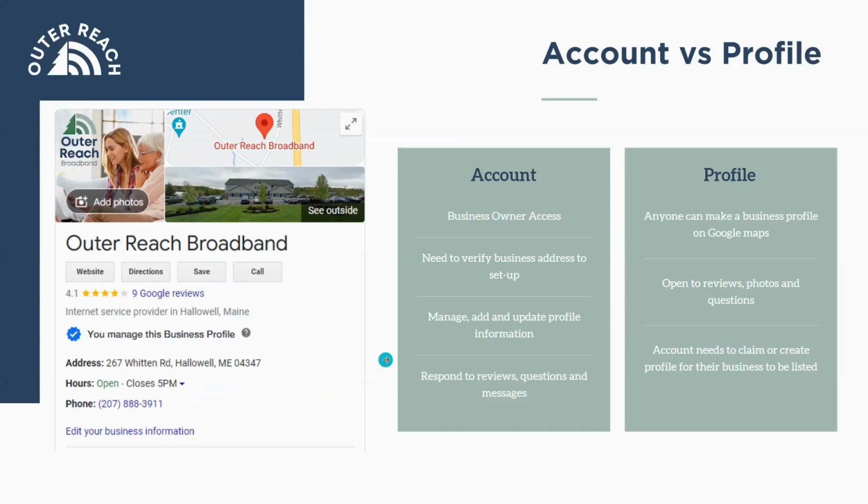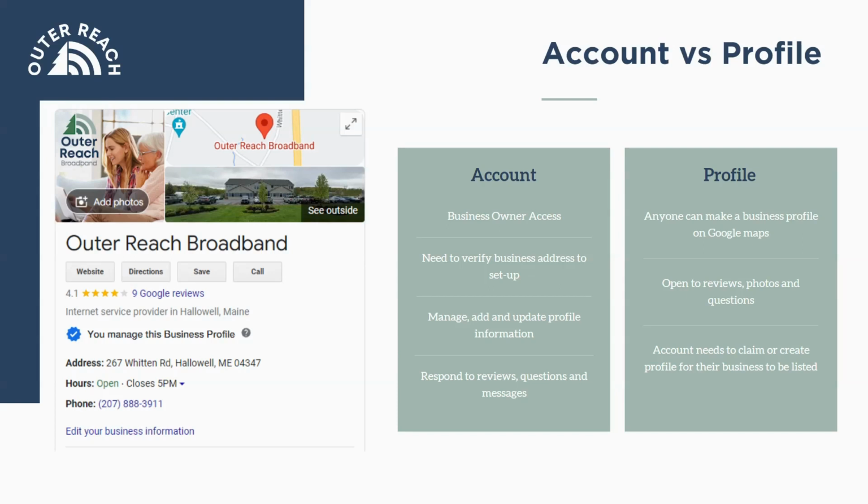Now there's two sides of Google My Business. There's an account and there's a profile. So an account is business owner access only. You need to verify your business address to set up an account, and that helps prevent anyone from accessing information and changing it. You can also manage, add, and update profile information from your account, and you can respond to reviews, questions, and messages from your account. So it's basically like the back end where you're going to be inputting information, content, and responding to inquiries.